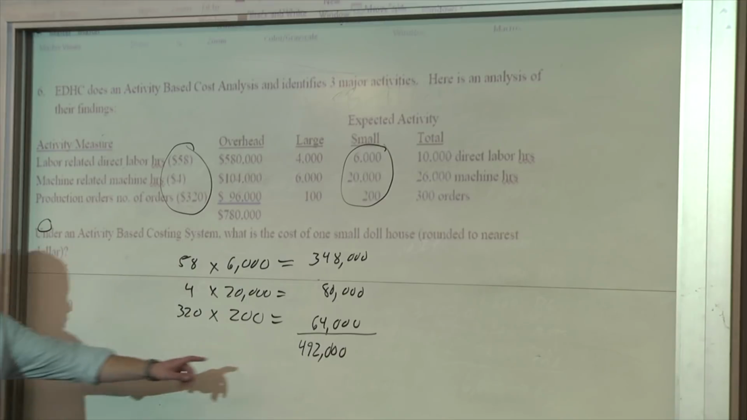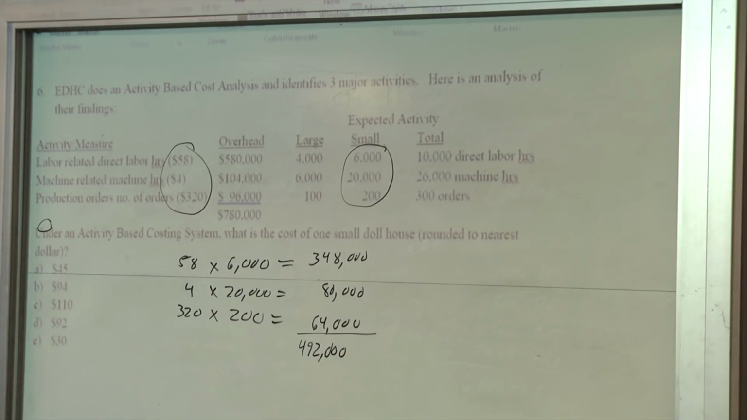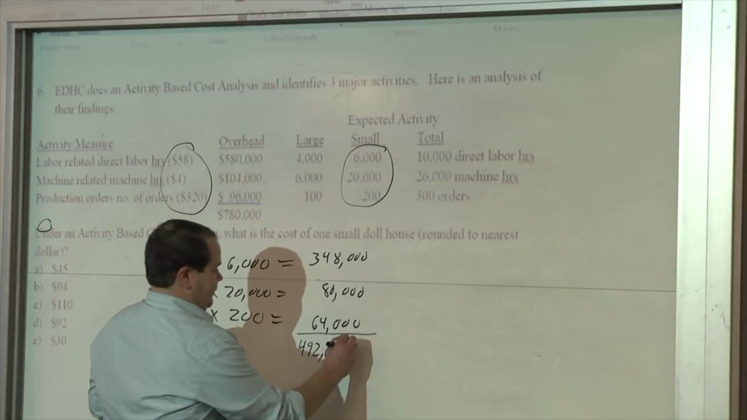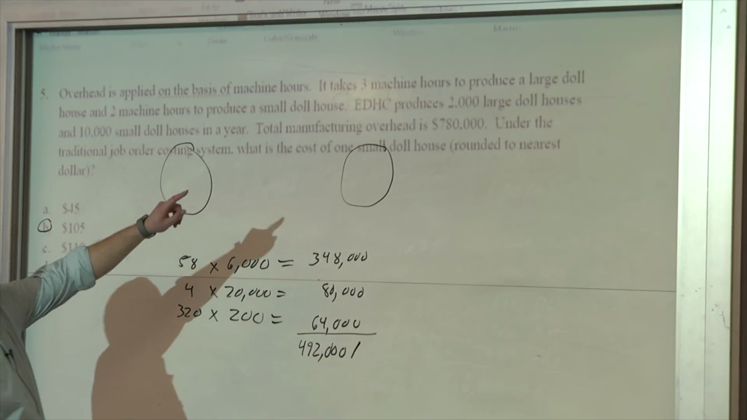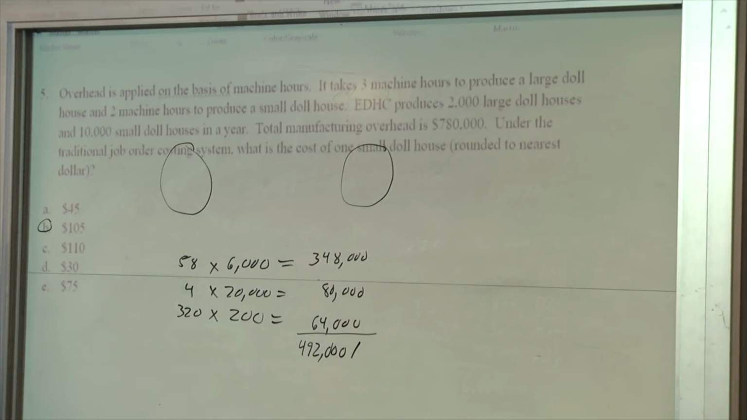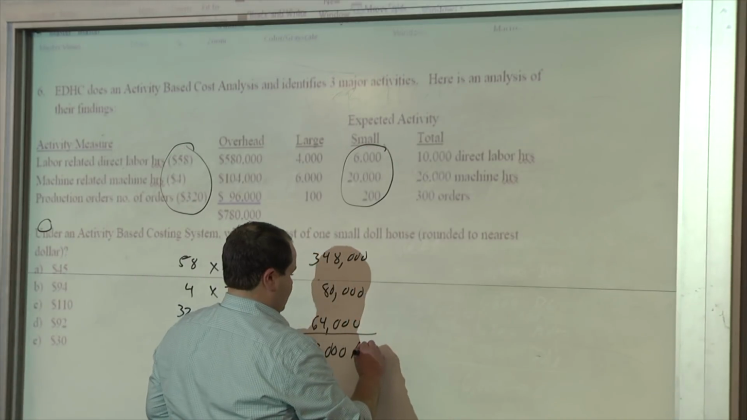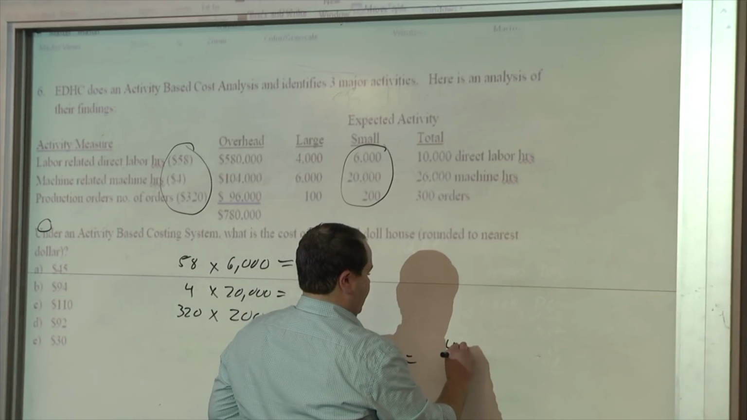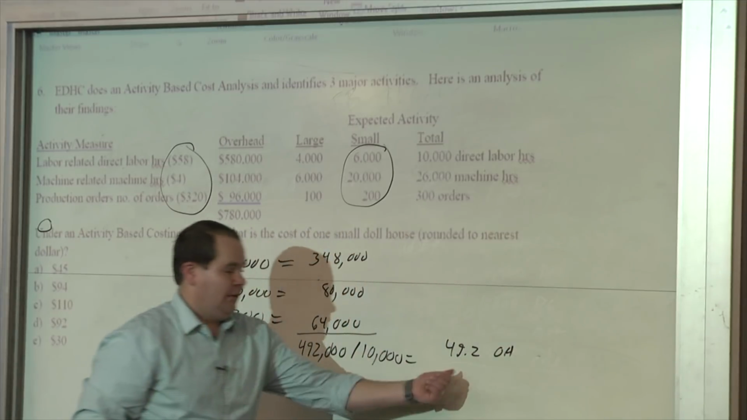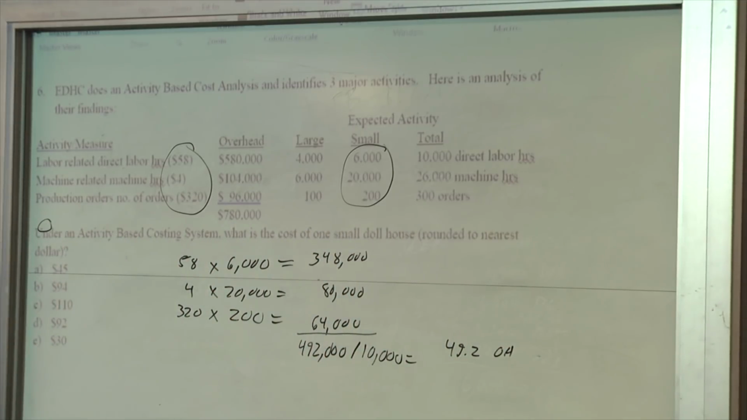However, this number is for all the dollhouses. The question is about the per unit cost. So to get that, we want to divide by the number of dollhouses that they make, which, back a slide, they tell us is 10,000 small dollhouses a year. So if we want to get per unit, we divide this total cost by 10,000, and what do we get? 49.2 in overhead. So 49.2 is the overhead that's going to be applied to one single small dollhouse.